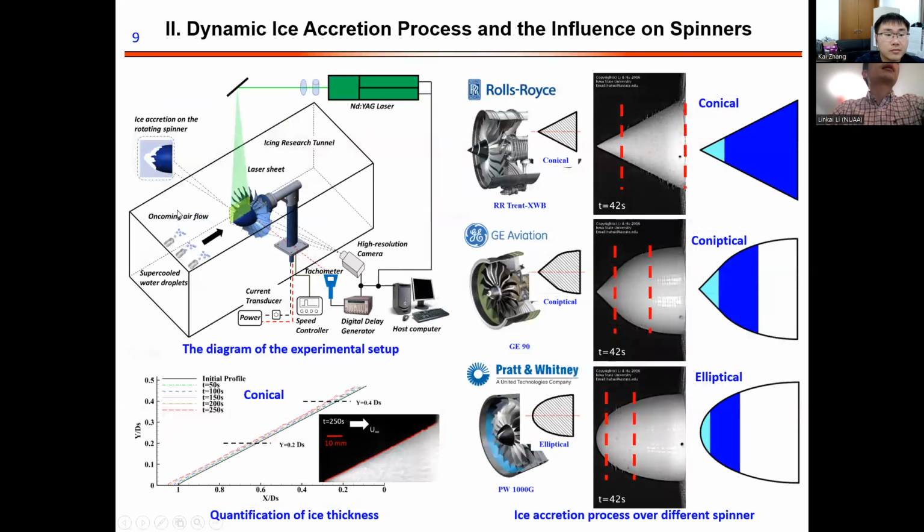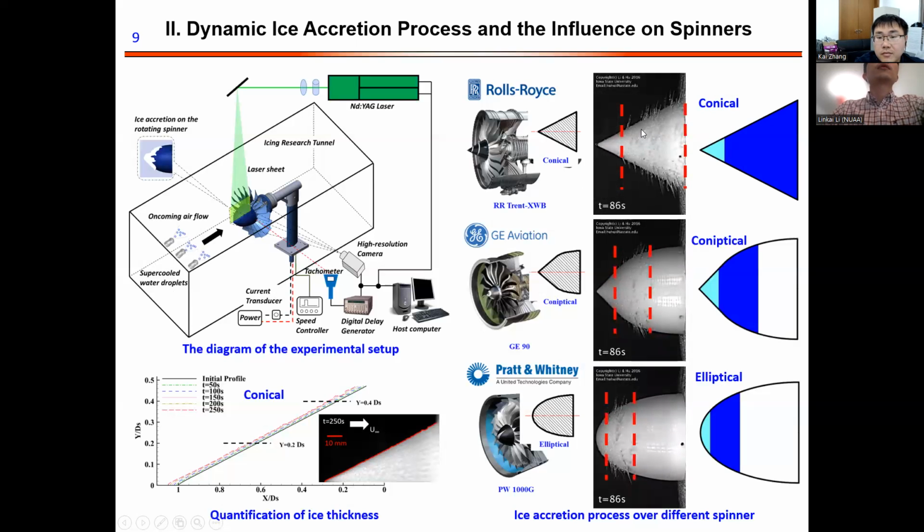Next, I show you the experimental setup in the icing research tunnel. This is the model, and it's rotating. When it rotates, the oncoming airflow with the supercooled water droplets impinges on the spinner. The right part shows how the ice accumulates on the spinner when it's rotating. In this animation, you can see the significant difference in the ice build-up process.